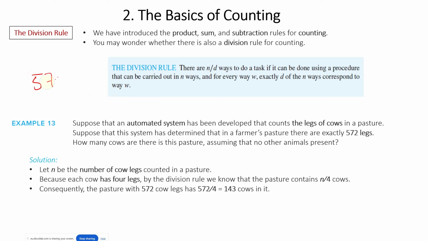So 572 legs that I have to divide by 4 because each cow will have 4 legs, and this is basically the division rule. Dividing this by 4 gives me 143 cows. So that's basically the idea: you have a number that you divide by another number to give you the number of possibilities. That's why they call it the division rule.